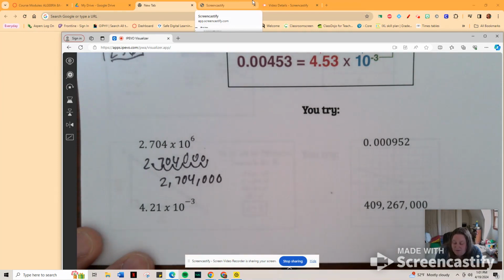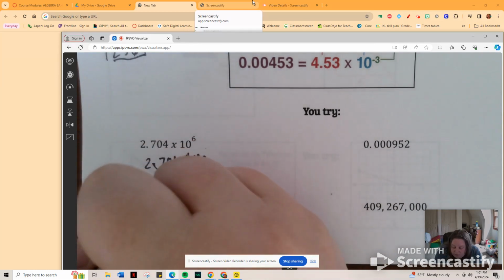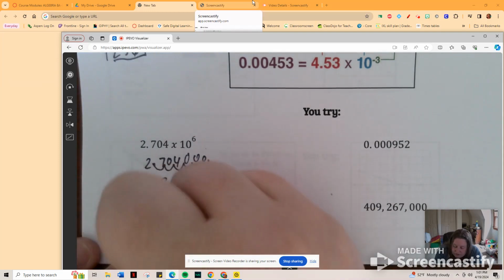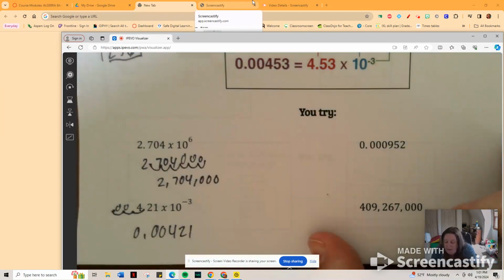In this case, if it's negative, I'm moving the decimal to the left. So it's going to be a number less than 1. It's going to be a decimal. So I'm going to move it 1, 2, 3 times. And just like before, those empty loops would have zeros. So this would be my final answer.